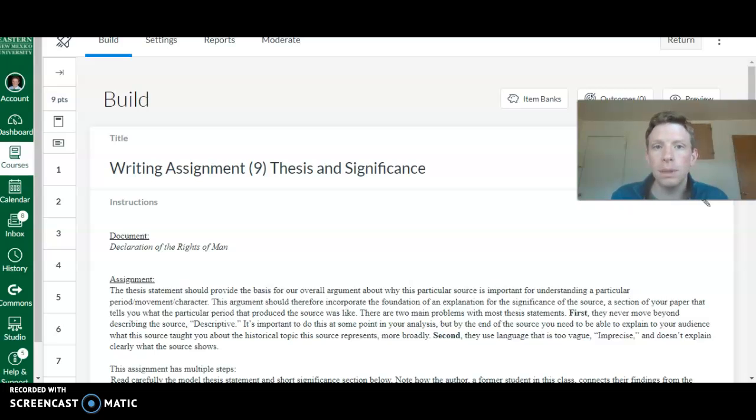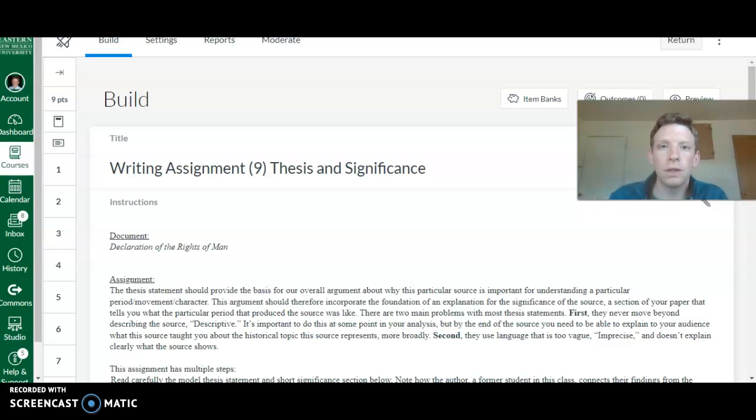And so typically when I see thesis and significance statements in these introductory classes, I find that they tend to veer between one of two extremes. They're either too descriptive, that means they only talk about the contents of the source and they don't talk about the context of the source, or they're too imprecise. That means they just talk about the time period in which the source was written. They don't address the contents of the source directly. So we want to do both of those things. So those are the two extremes that you want to avoid.